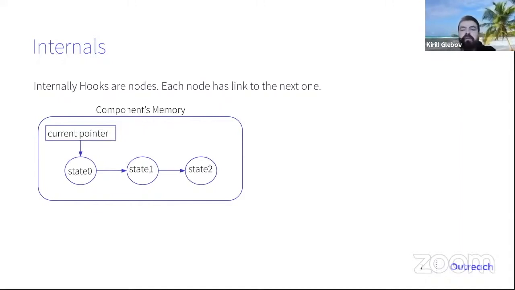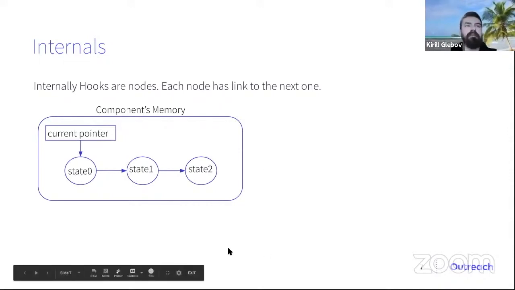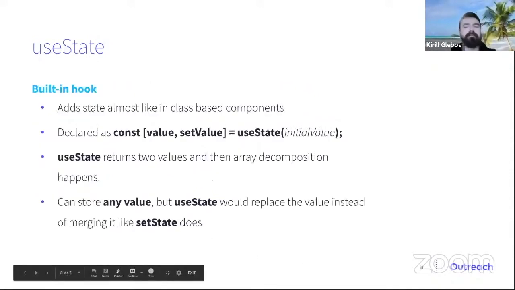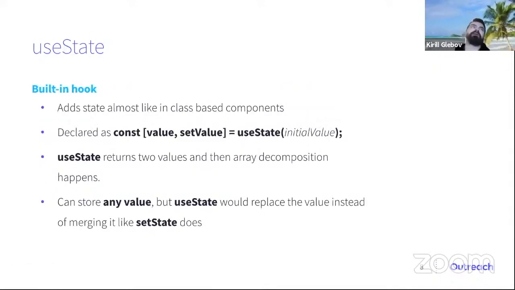So after first hook execution, the pointer moves to the next one, and so on. All right. Okay, now, useState would be the first hook which we're going to explore in more detail. And I would say this is the most important hook, which is used most often. It hooks state to function components, almost similar to class components.